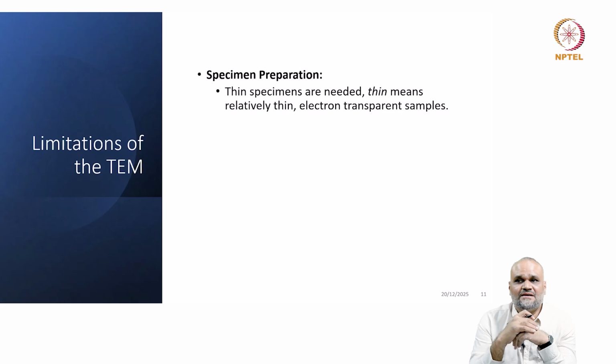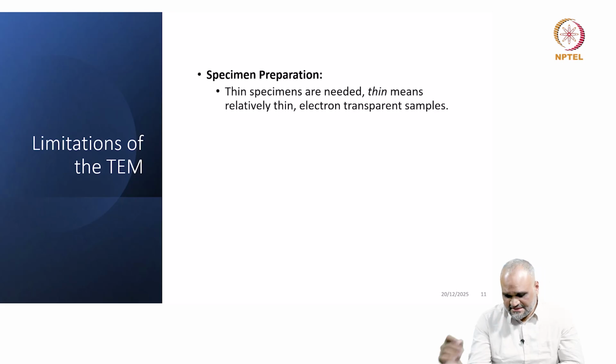If I have a material which has a very high atomic number, for example gold, tungsten, platinum, perhaps even a 40 or 50 nanometer thick specimen might not give me atomic resolution information. Likewise, if I have silicon, carbon or aluminum, I might even get some high resolution information from even 100 to 120 nanometer thick specimens.